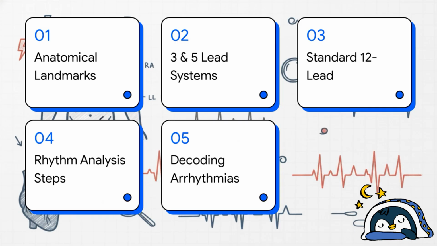Okay, let's look at our structural roadmap for today. This is really going to help lower your cognitive load on the wards. We'll start with anatomical landmarks, then hit 3 and 5 lead systems, and move right into standard 12 lead placement. After that, we'll shift to the software side of things with 7 steps to rhythm analysis, and we'll wrap up by decoding tachycardia and bradycardia.